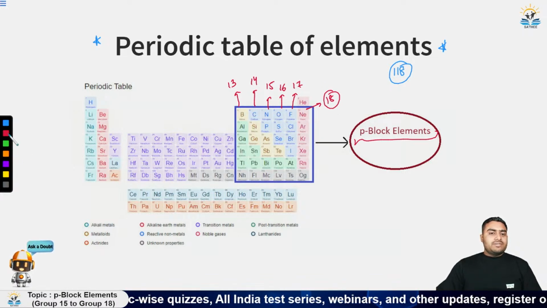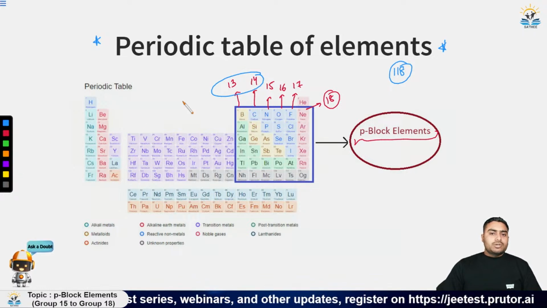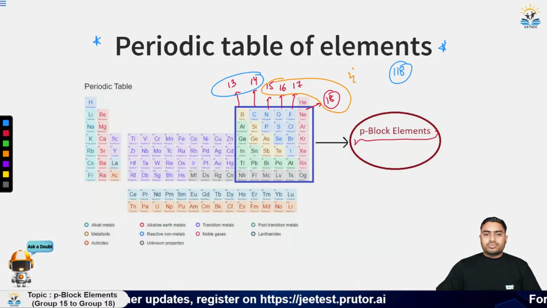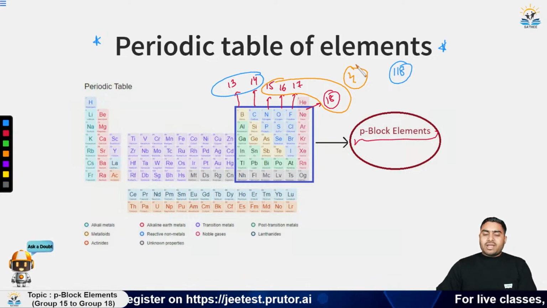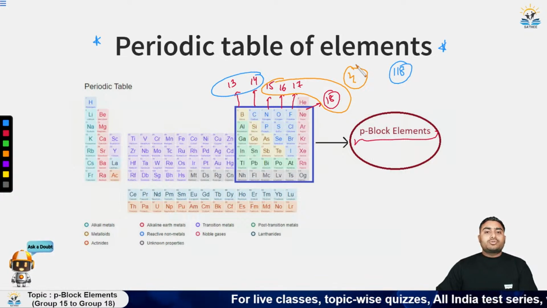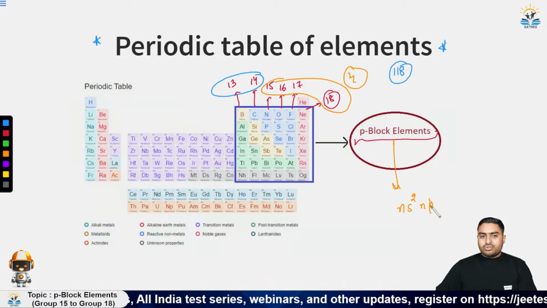So yesterday we covered group 13 and group 14, and today we are going to cover groups 15, 16, 17 and 18, these four groups. Okay, so be ready and let's begin with the session. So this is the periodic table, and first of all I want to give a rough idea about the general electronic configuration of P block. So the general electronic configuration of P block is ns2 np1 to 6, as you know very well.